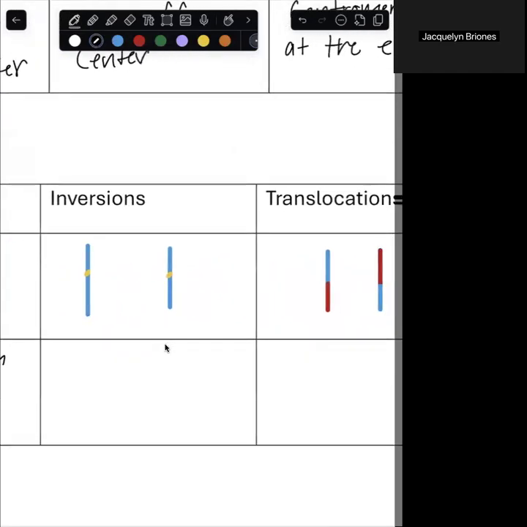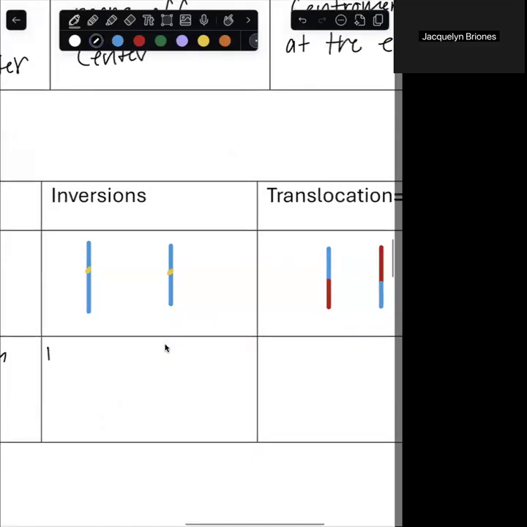In inversion, we have pericentric and paracentric. So paracentric is a change in direction of part of the genetic material. And pericentric, it's specifically within the centromere, or the centromere is within the part that switched.